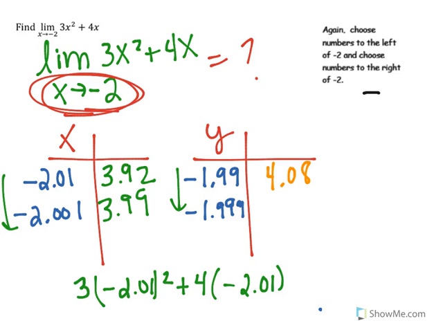Oh, I switched up my values. Sorry guys, let's backtrack 1 second. I have my x values switched. Sorry guys, so if I plug in negative 2.01, I'll get 4.08 over here. And then if I plug in negative 2.001, I'll get 4.008.